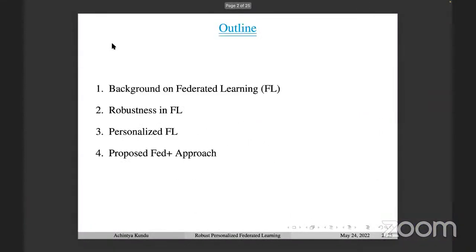Yeah. So I have divided the talk into 4 parts. First, we'll talk about the basic federated learning setup, and then the 2 different aspects of it, robustness and personalization. And finally, we'll discuss our proposed approach, which integrates both robustness as well as personalization.